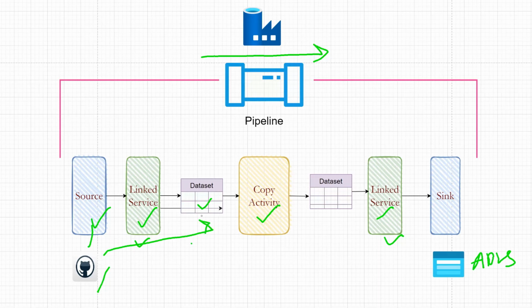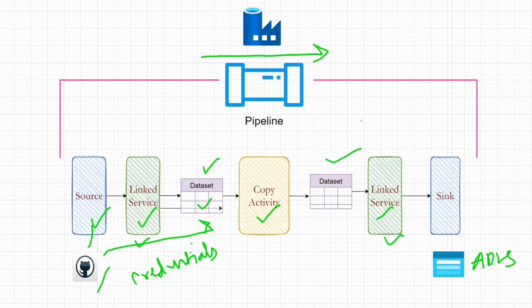This basically provides the Azure Data Factory with the necessary credentials. These credentials will be provided with this linked service, and along with the credentials, it will give the connection details to access this data in GitHub. Then we have the dataset. Again, we have two datasets, one on the source side and one on the sink side.